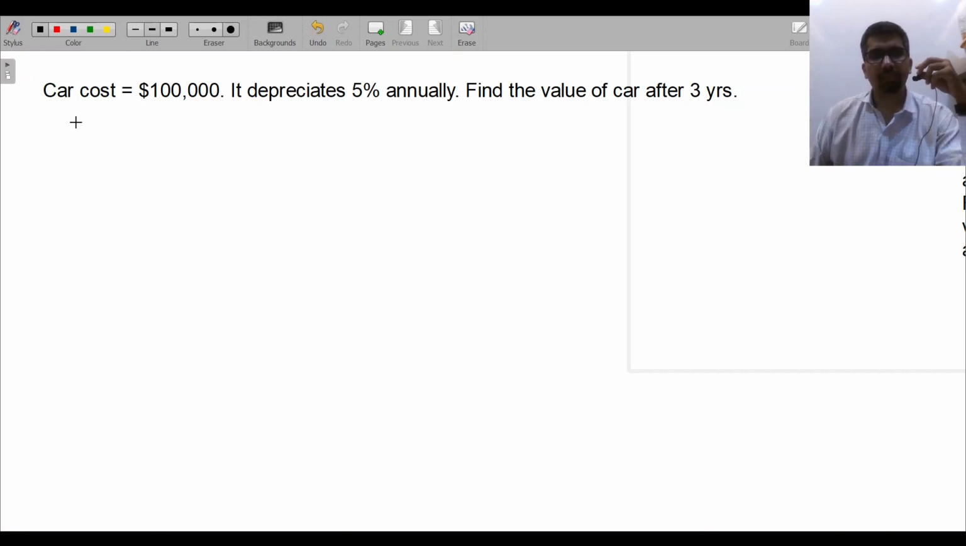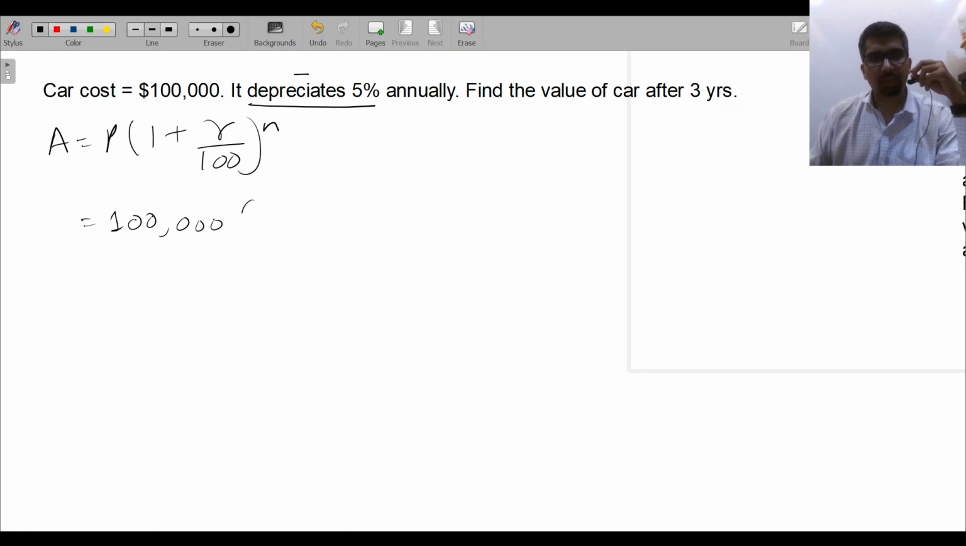So I will go directly this time. I'll use both the methods. So you have to find the value of car after 3 years. And this is depreciating. So when you depreciate, you have to use negative value. So A is equal to P (1 plus R upon 100) raised to n. The principal is $100,000. It is minus, my mistake. Is minus sign. 1 minus 5 upon 100, raised to 3 years.